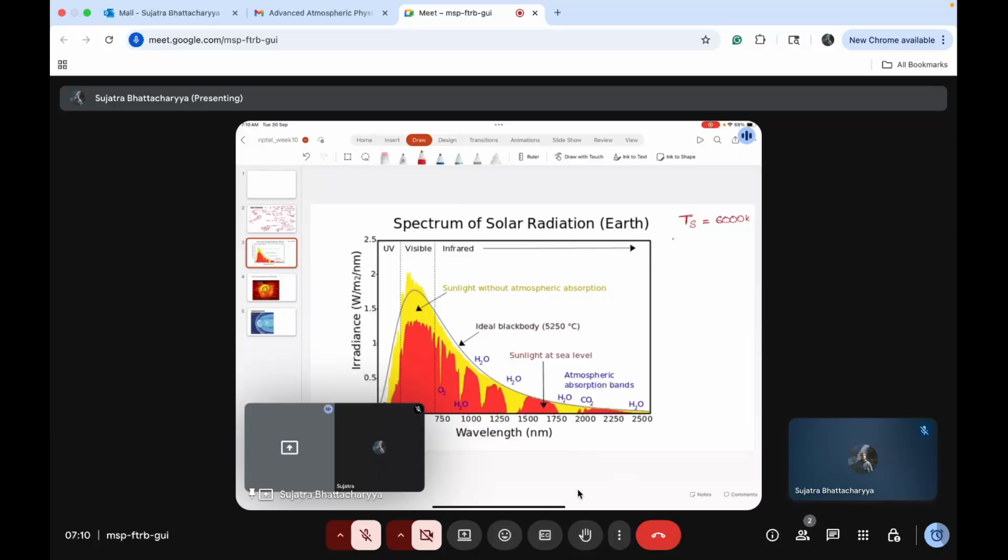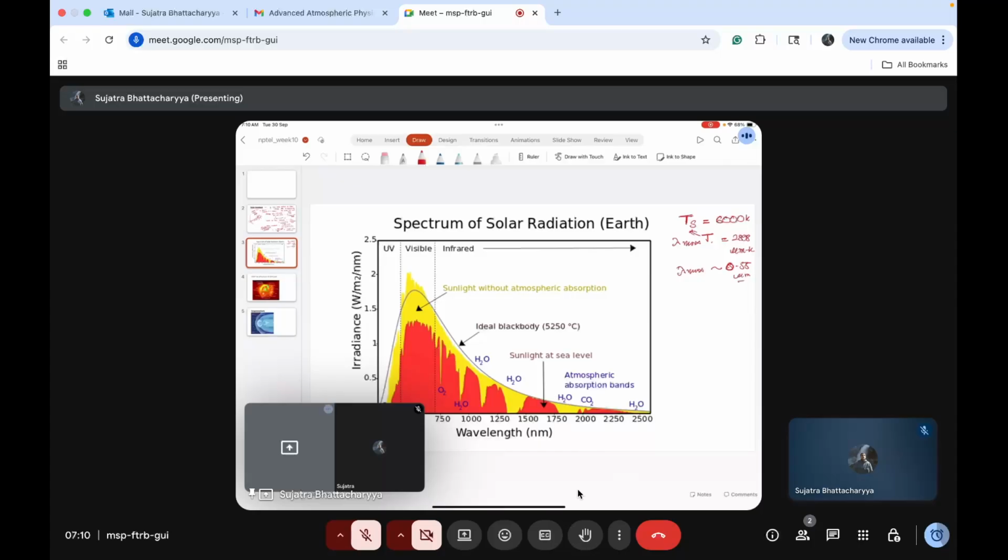So for that, you need Wien's displacement law, which is about 2898, I think, micrometer Kelvin. Okay, so based on that, you can get T. So lambda max generally comes in the visible, so it's about 0.55 micrometer.